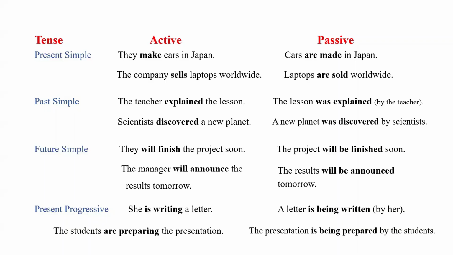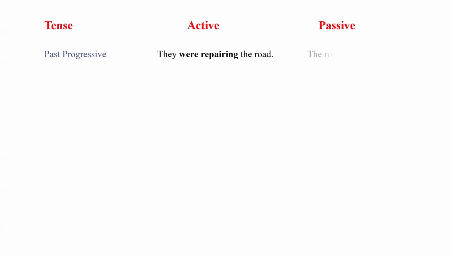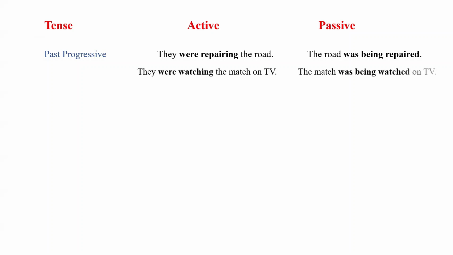The students are preparing the presentation. The presentation is being prepared by the students. Then we have past progressive. They were repairing the road. The road was being repaired. They were watching the match on TV. The match was being watched on TV.